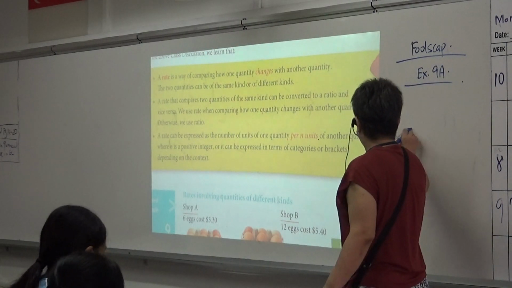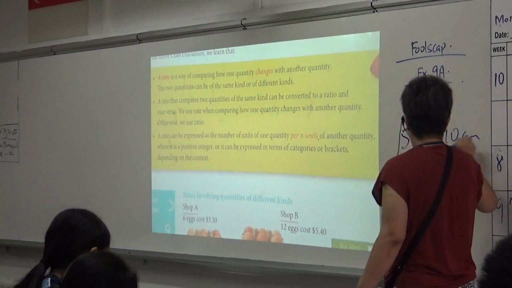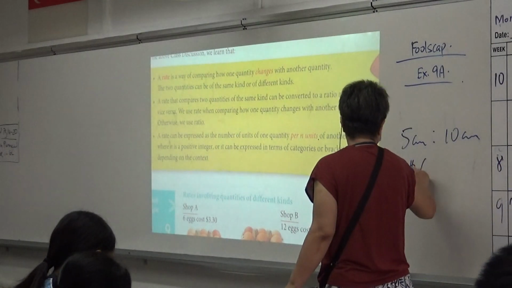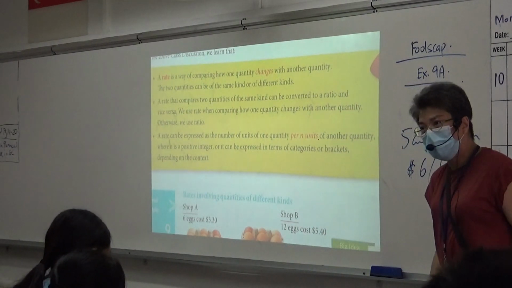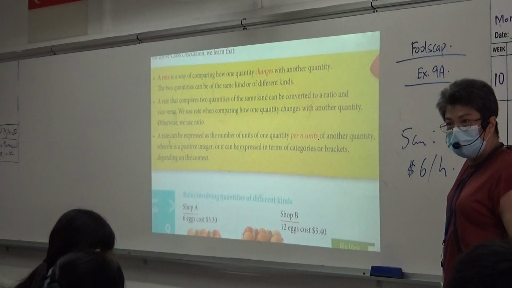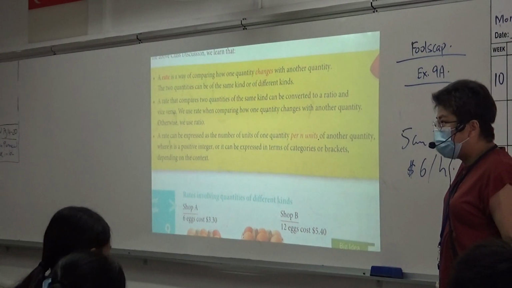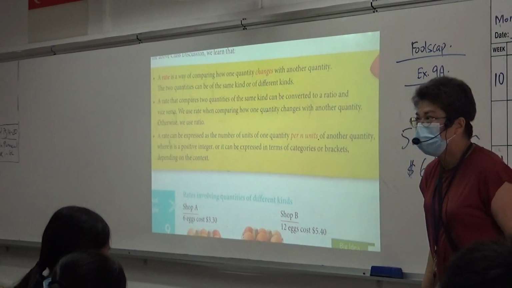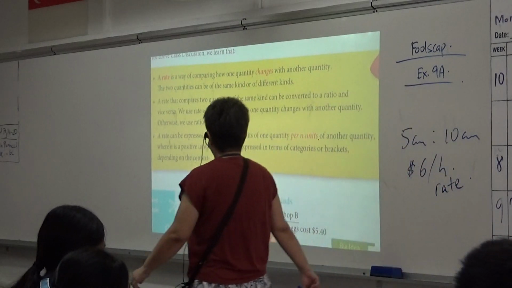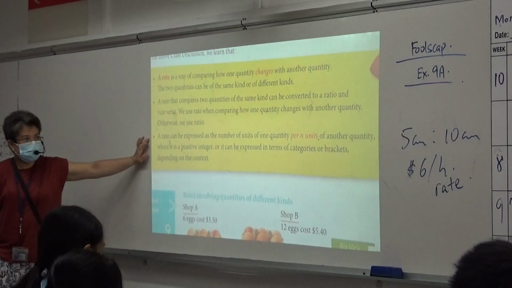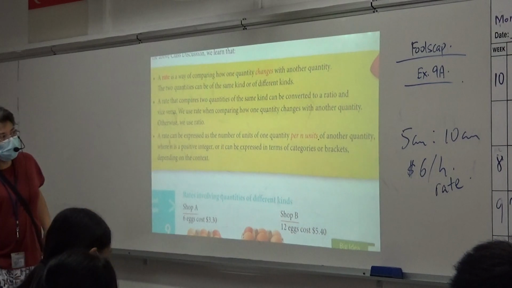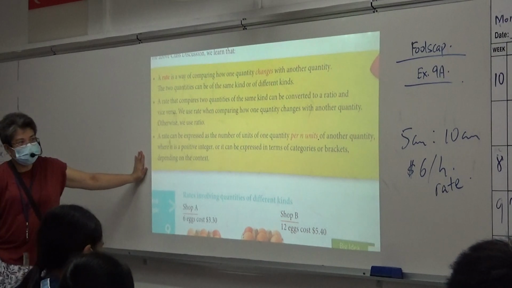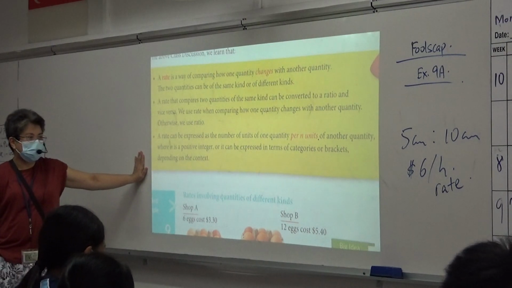For example, if I have 5 cm is to 10 cm, both the same, right? I will use ratio. But if I say one person is paid $6 per hour for working, then this one I cannot use ratio because they are different units. So we'll give the rate. This is the rate. Understand now? This one is called rate. Okay? Now next. A rate can be expressed as the number of units of one quantity per n units of another quantity, where n is a positive integer, or it can be expressed in terms of categories or brackets depending on the context.